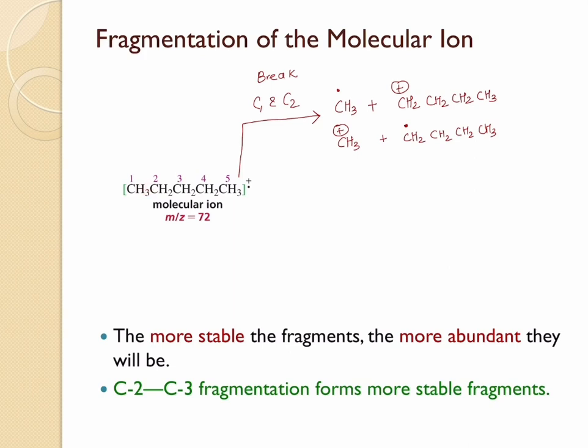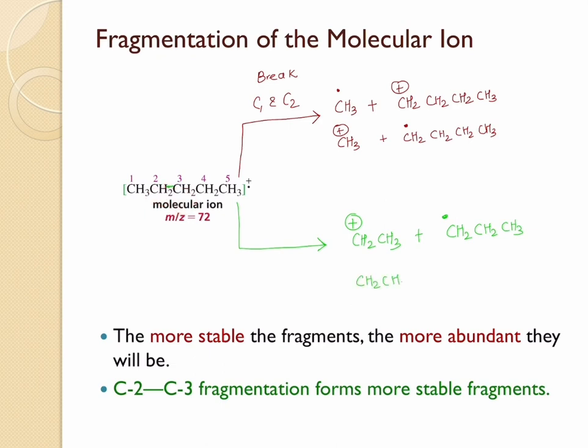Now let's see what fragments are obtained when you break across the C2-C3 bond. Here again you will have two options. If the electron is going to go onto this carbon, then the other carbon has the positive charge. So let's write it down: it's going to be an ethyl cation and a primary radical. Similarly, if the electron is going to go onto this carbon, then this is the one which is going to have the positive charge.